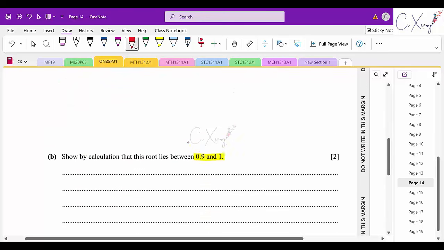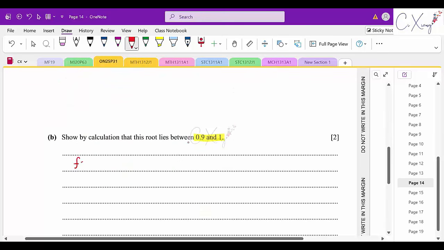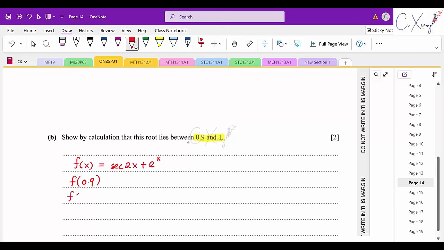So for sign change method is, I will try to rephrase my equation here become a function. Alright, so if I rephrase it become a function, that basically I'm having f(x) equals to secant 2x, then plus e power x. Right, then to prove that the root is between these two values, I need to substitute the value inside the function, and I must get a sign change between these two values. I must get a sign change, that means one positive value and one negative value, to prove that we are having the root between these two numbers here, 0.9 and also the 1.